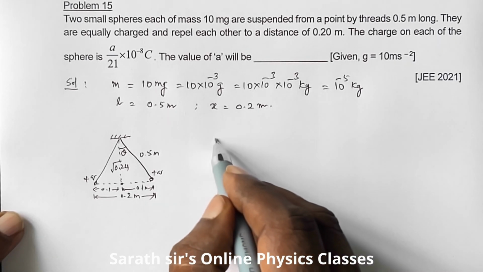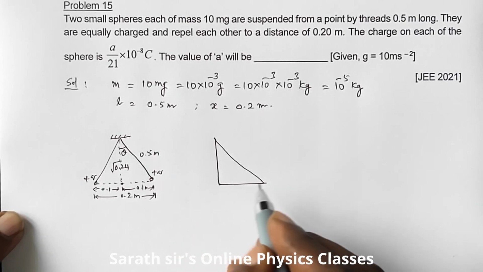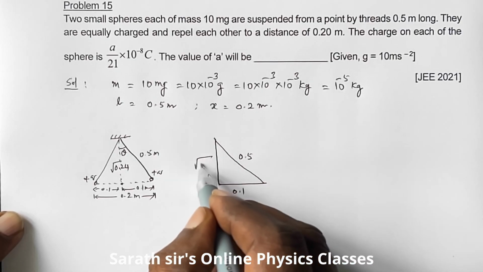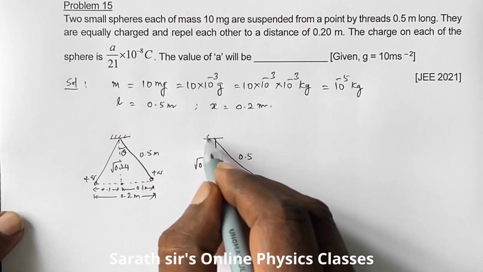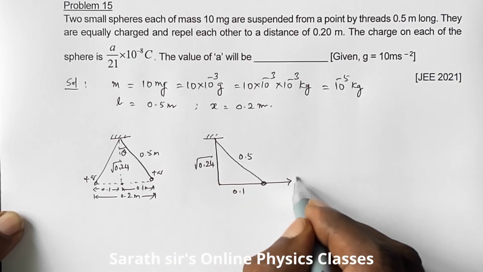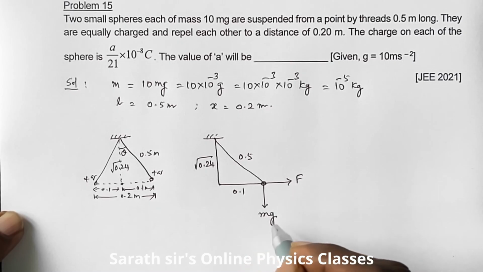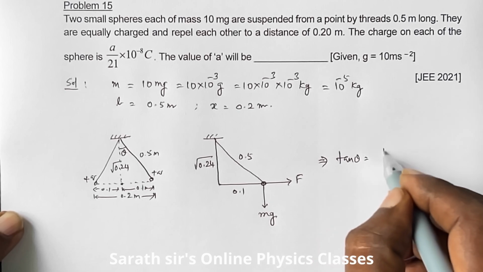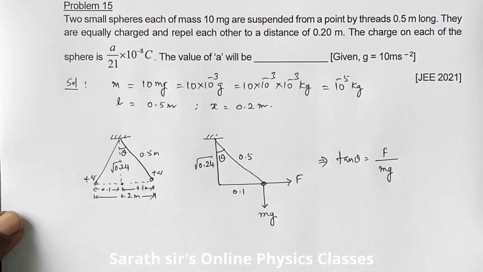So we are having this diagram. This is 0.1, this is 0.5, this is 0.24, and this is the bob. This is the force acting, the Coulombian force. This is mg. So from this we can write tan theta is equal to F by mg. This is the theta. So let us substitute the values now.